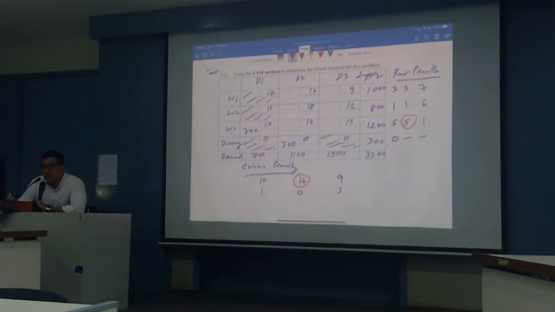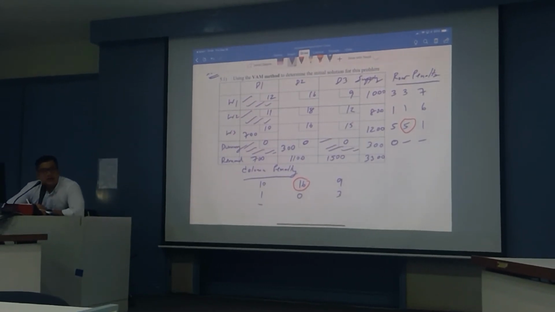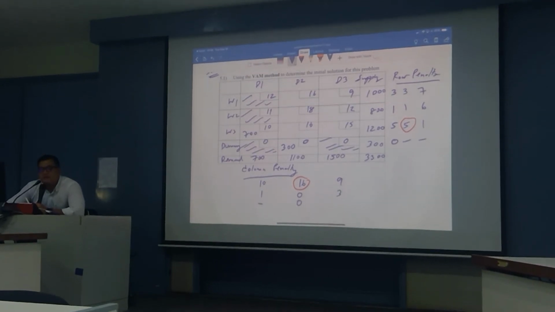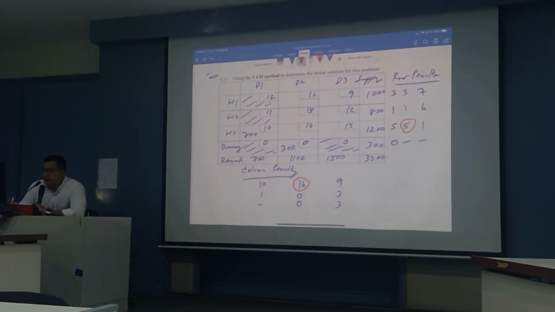The fourth row, we don't have it. First column, we don't have it. And the second column, still 16 and 16, difference is 0. The third column, 9 and 12, difference is 3. So based on the third round, highest penalty is 7.